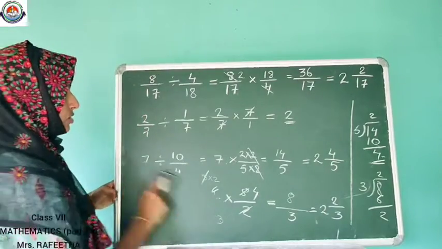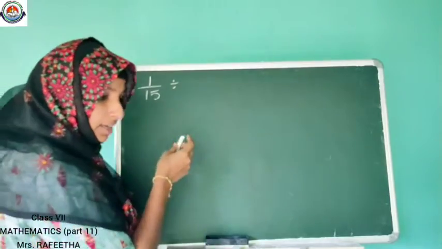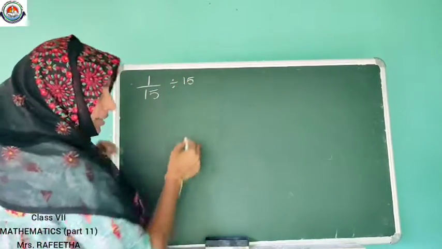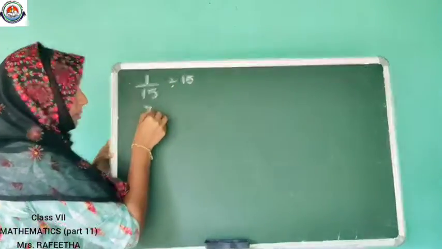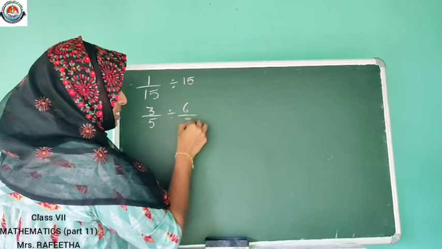Okay. So next question. 1 by 15 divided by 50. Then 3 by 5 divided by 6 by 7.